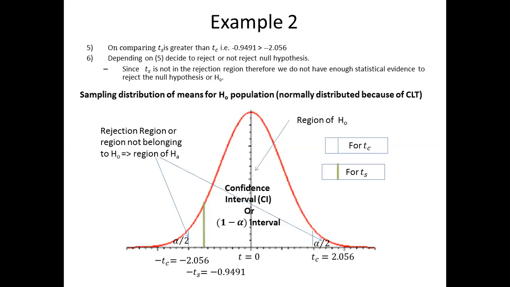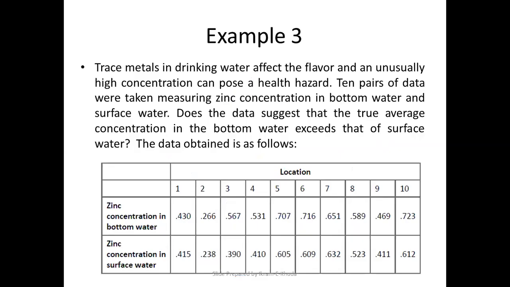So this was for example number 2. I hope it is understandable to everybody. Let's move on to example 3. Trace metals in drinking water affect the flavor, and an unusually high concentration can pose a health hazard. 10 pairs of data were taken measuring zinc concentration in both the bottom water and the surface water. Thus, the data suggests that the true average concentration of the bottom water exceeds that of the surface water. The data obtained is as follows.